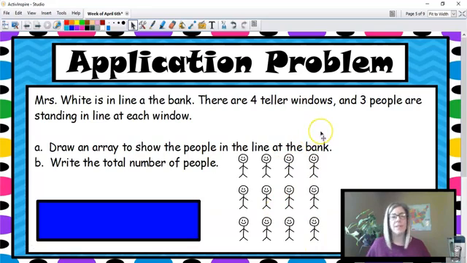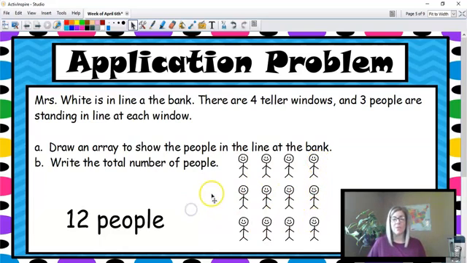So a teller is the person who works at the bank. They're the person that takes your money and does all the transactions and types in the computer and helps you out with what you need at the bank. So these people are waiting in the teller window to get their banking done. So if we counted the total number of people in this drawing, we would get 1, 2, 3, 4, 5, 6, 7, 8, 9, 10, 11, 12 people.